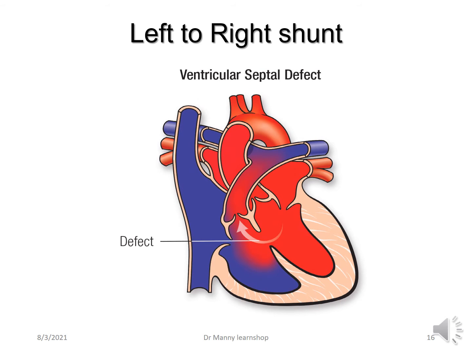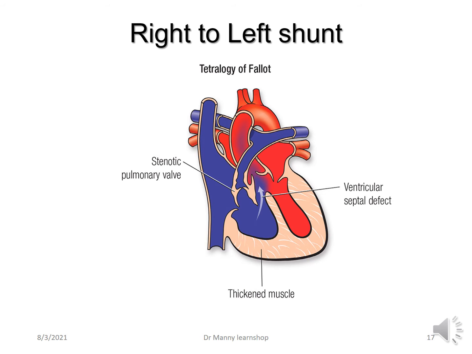You can also have a ventricular septal defect, where you've got a left to right shunt. Oxygenated blood mixing with deoxygenated blood. You can also have a right to left shunt, and this typically results in cyanotic congenital cardiac anomalies. And there's an example here with tetralogy of Fallot, which we're not going to discuss at this point in time, but what you've got is deoxygenated blood going from the right ventricle through to the left ventricle and being allowed to be pumped out into the systemic circulation.